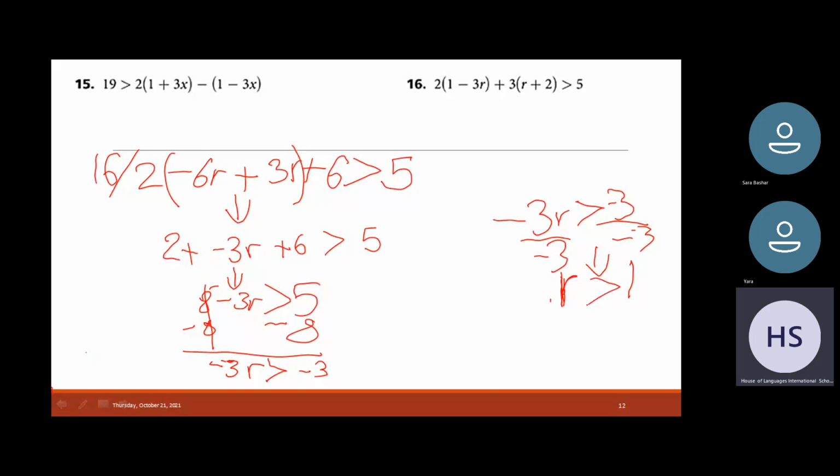It will be less. See, girls, here she divided by negative. When you divide by negative, you have to flip the sign. And here you have greater than, it must be less than. This is r, variable r. r less than 1. Bravo. Now, graph the solution.